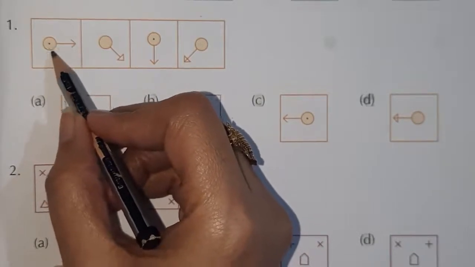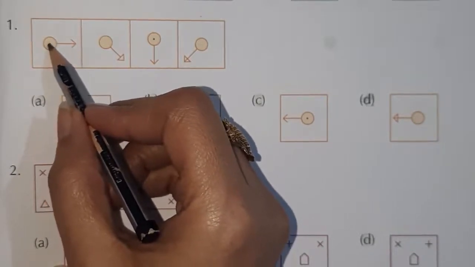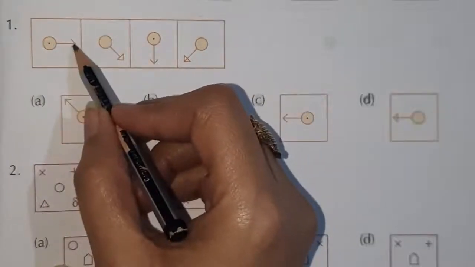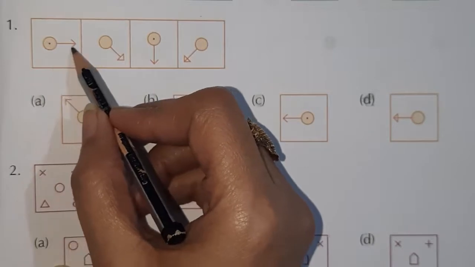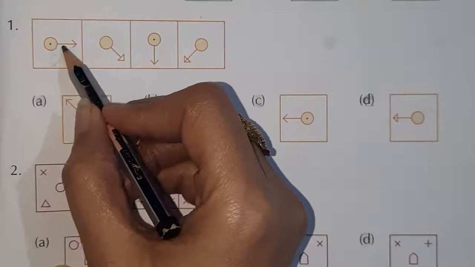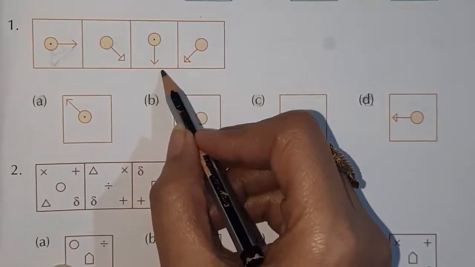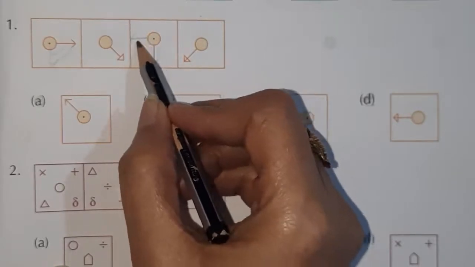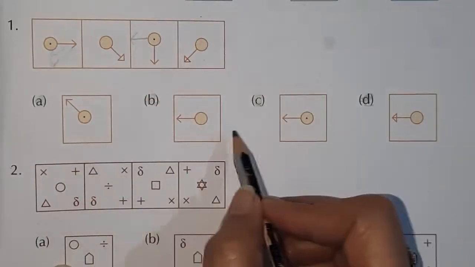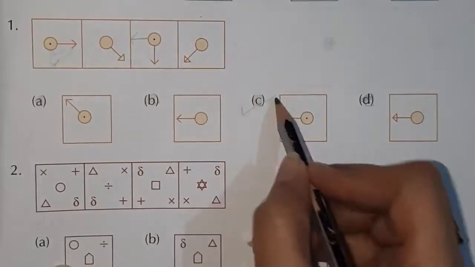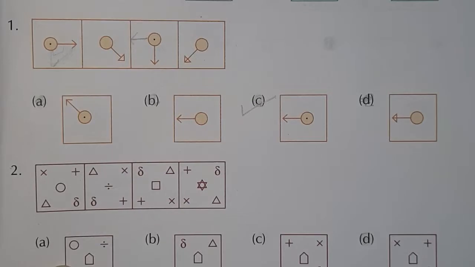The first figure is showing one circle having a dot in between and an arrow mark. The third figure is showing rotation. It has rotated at 90 degrees and this figure is obtained. Now when we rotate it 90 degrees, this type of figure will be there. Check this, having a dot also between the circle. Option C is showing that type of figure, right?